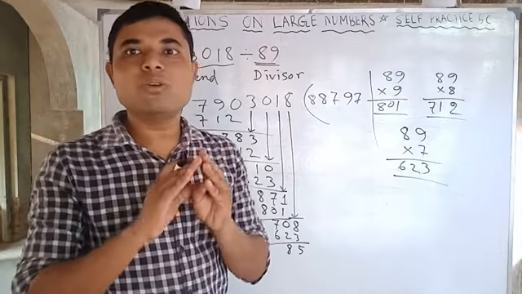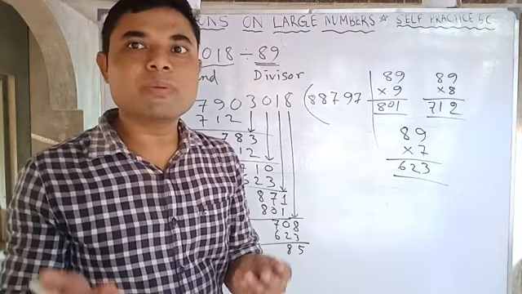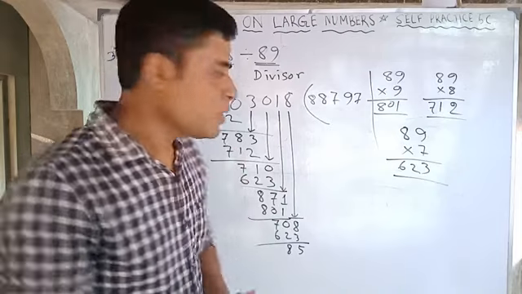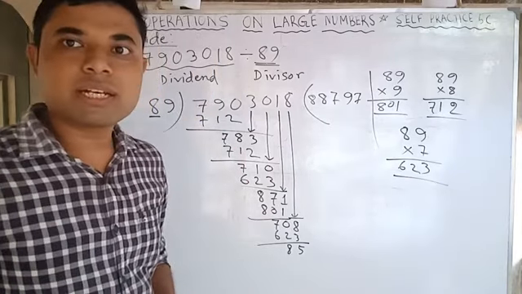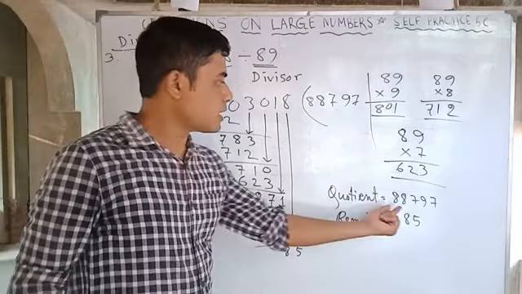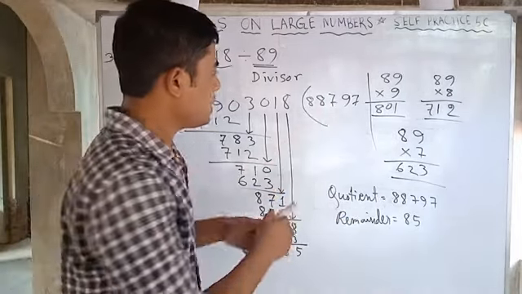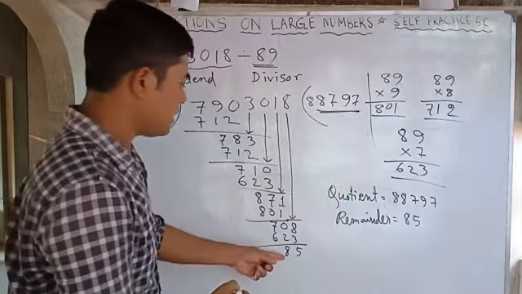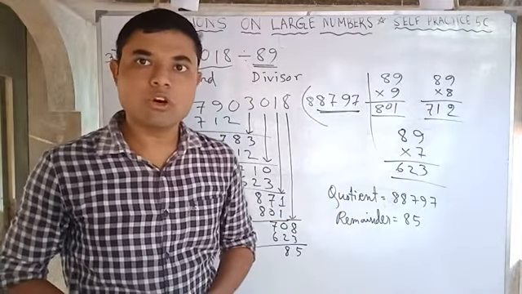No need to memorize the table of 89, no need to memorize the table of the divisor. So therefore write what is the quotient and what is the remainder. Therefore the quotient is equal to this. Look, this is the quotient, and the remainder is equal to 85. Okay, hope you understand it.